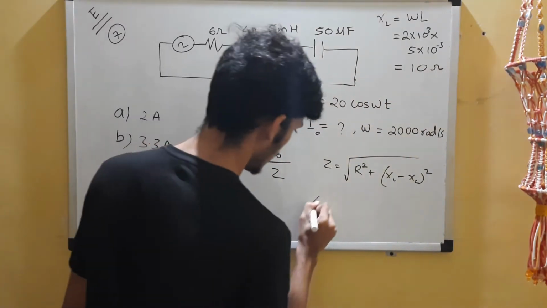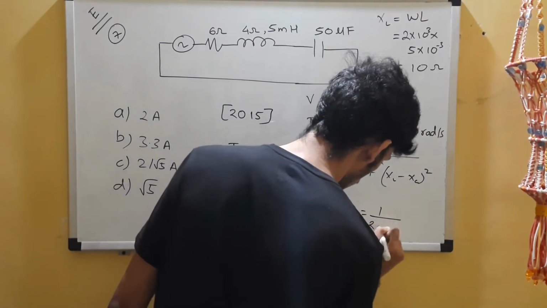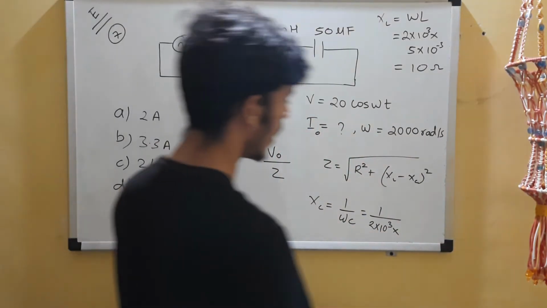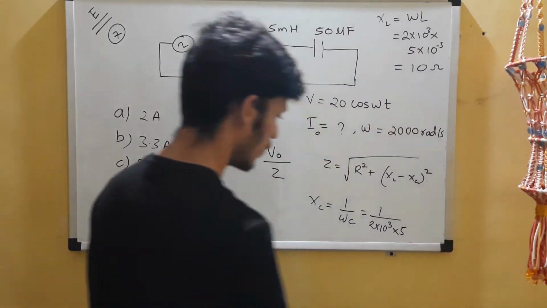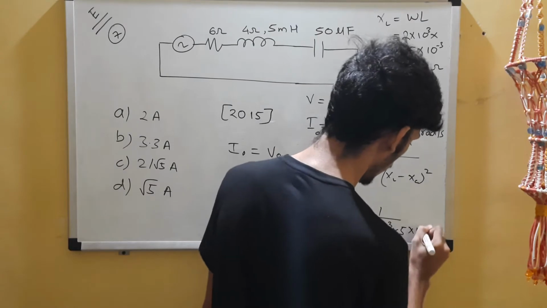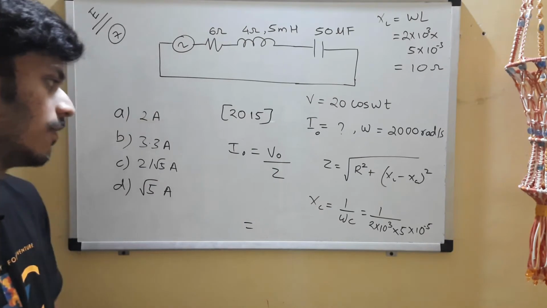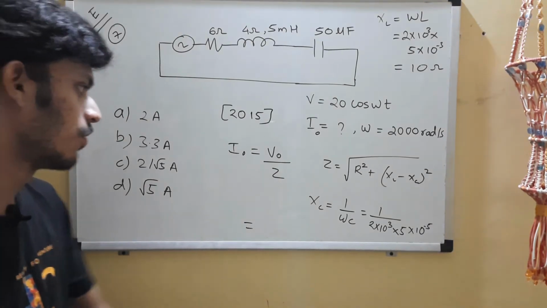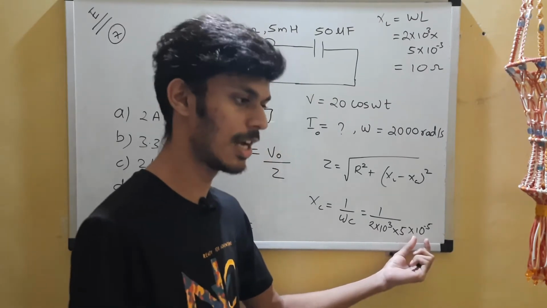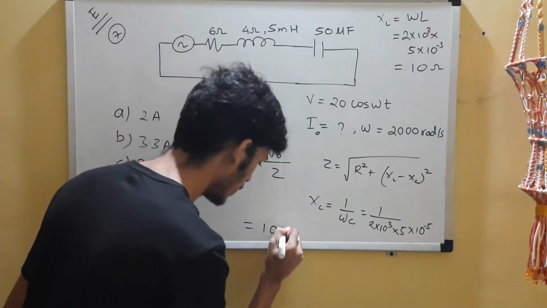Okay, fine. XC, we can find it as 1 upon omega C. So that is 1 upon 2 into 10 to the power 3 into C. C is 50 microfarad, so 50 into 10 to the power minus 6, or 5 into 10 to the power minus 5. So here we'll have 2 5s are 10, 10 to the power 4, and 10 to the power minus 5 gives 10 to the power minus 1 in the denominator, that goes on top as 10.